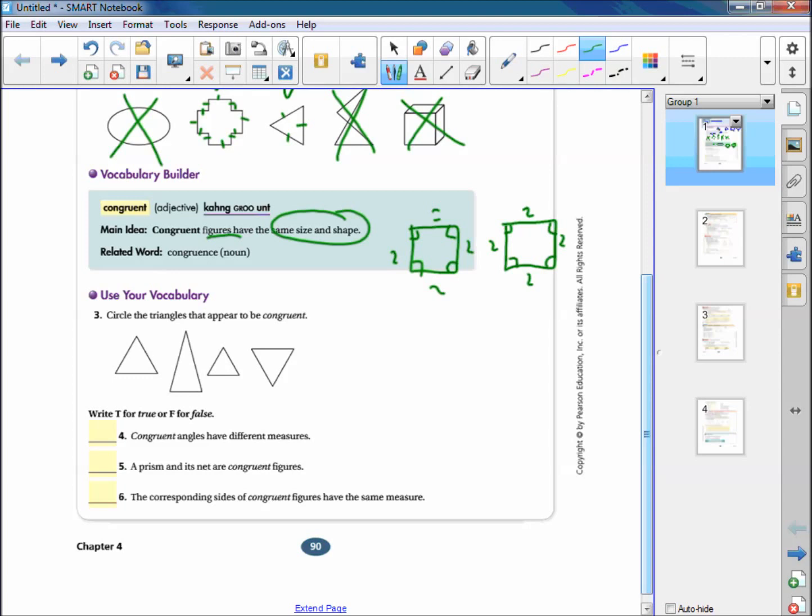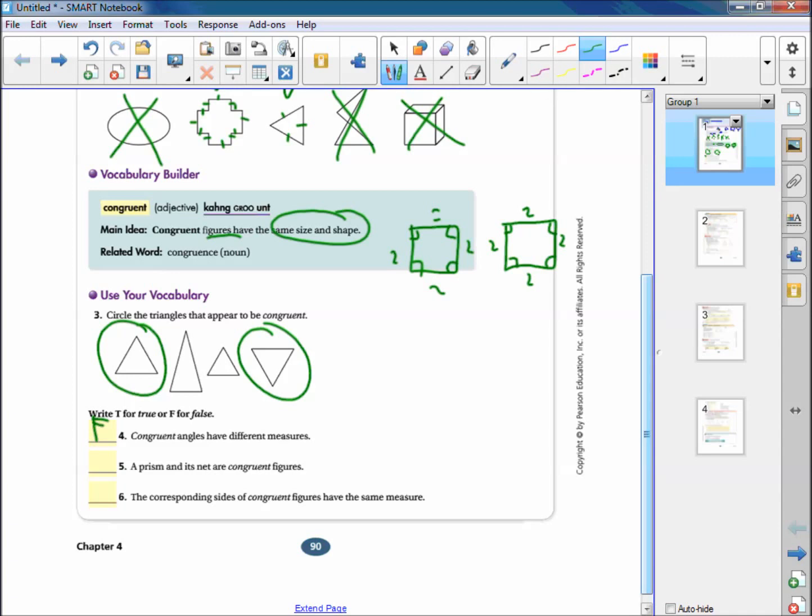All right, so circle the triangles that appear to be congruent. I'm going to circle the first one and the last one. Those both look the same size and shape to me. The middle one's skinny and tall, and the third one over is too small to fit. Okay. All right, write true or false for each statement. So congruent angles have different measures. This is definitely false. Congruent angles should have the same measure. That was one of our postulates.